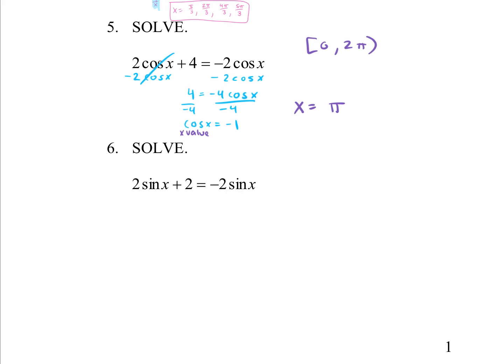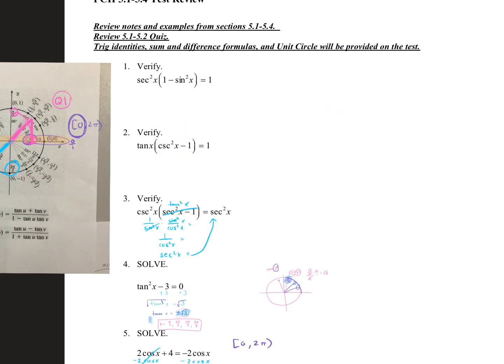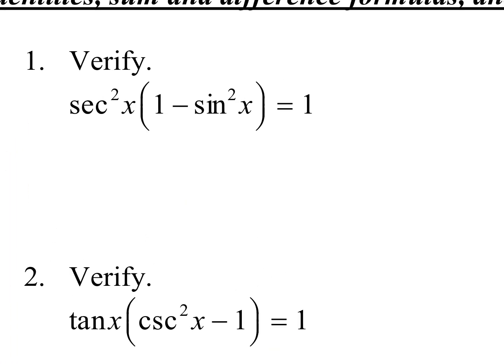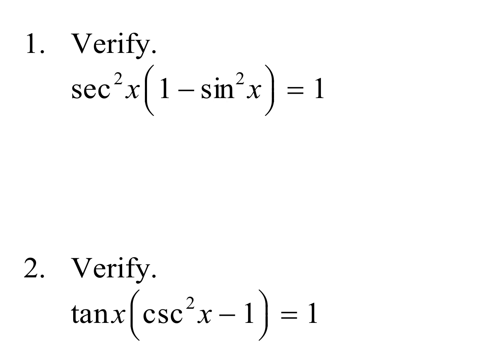All right, 6 is super. All right, I'm going to go back through and do all the ones that we didn't do in class. So looking at number 1, I see that I have my Pythagorean identities here. 1 minus sine squared would be cosine squared, so I can take that out, replace it with cosine squared. Secant squared is 1 over cosine squared times the cosine squared, which would actually just cancel out and become 1. So 1 is equal to 1.